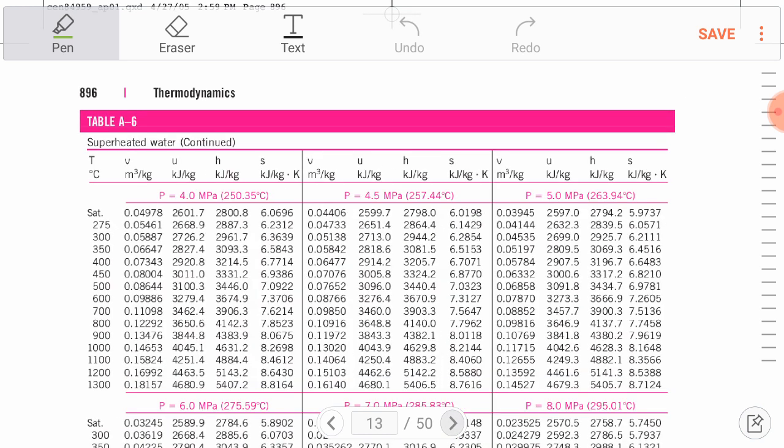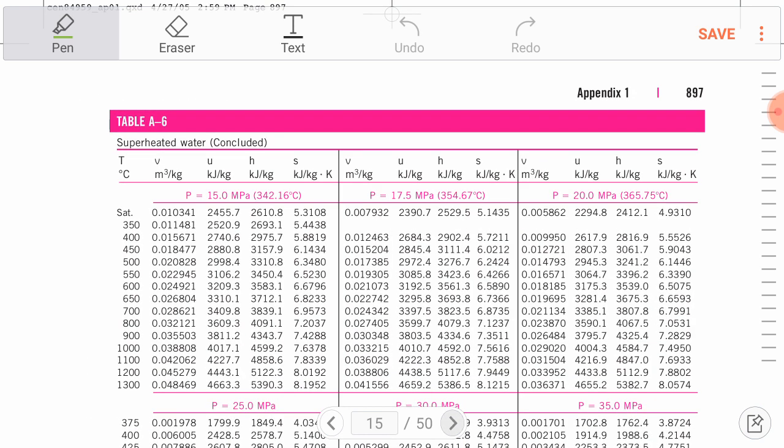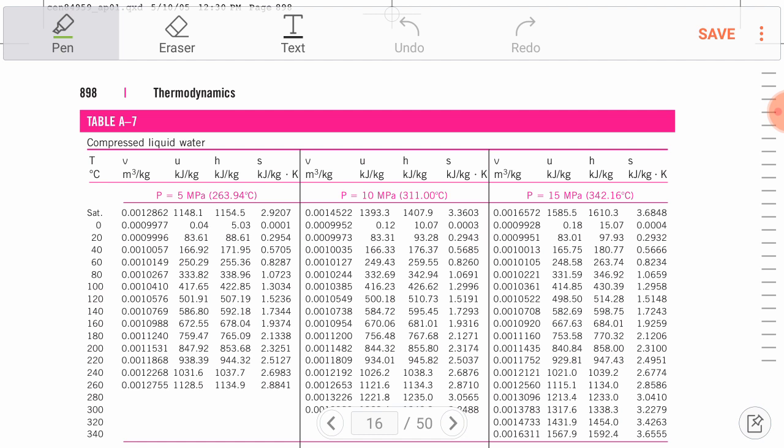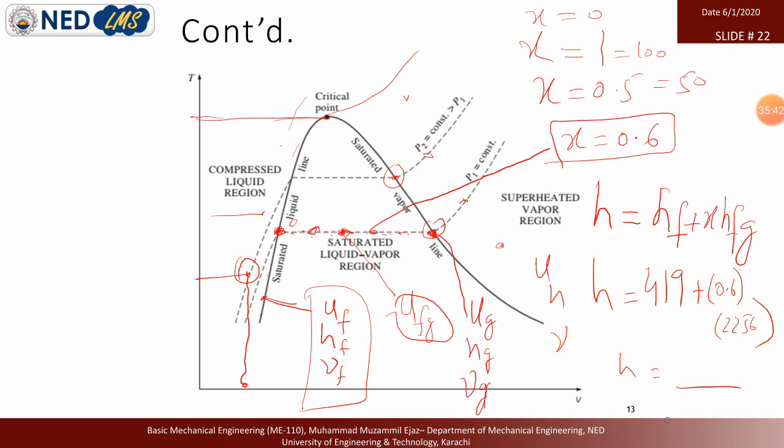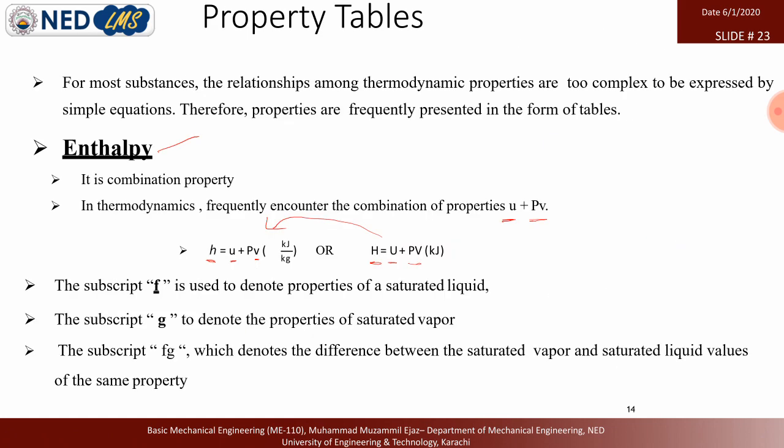And if we talk about the compressed liquid graph, this is the compressed liquid graph. In the compressed liquid graph, again we need pressure and temperature values to get the values of other properties like specific volume, enthalpy, and internal energy. So I hope you well understand how we are getting properties of steam or phase properties at different points and different regions.